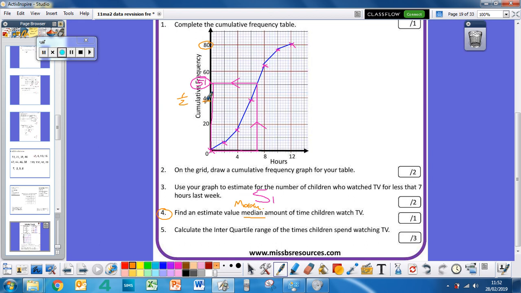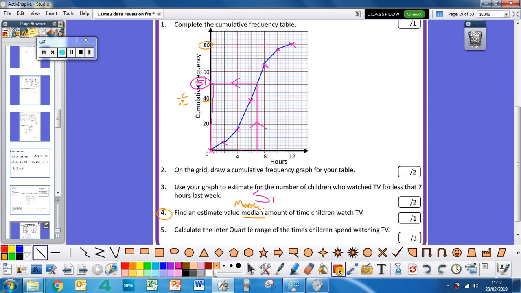So again with a ruler, we are going to go, this time, across from 40. Where is the 40? There it is. Straight across from the 40. Hit the graph and come straight down. Now make sure you're sticking to these grid points as much as you can. Okay, so it's dead horizontal, dead vertical.